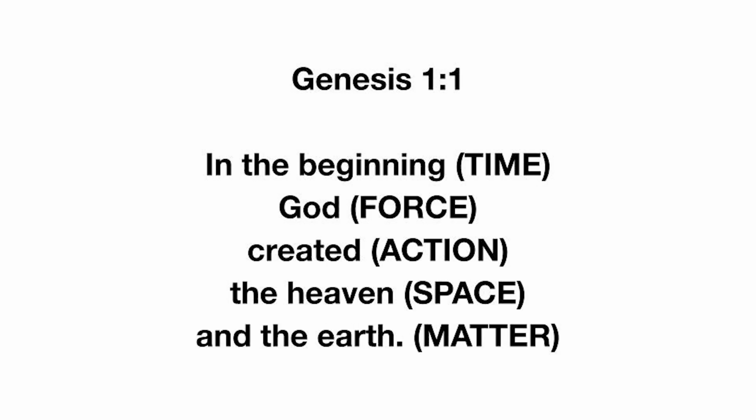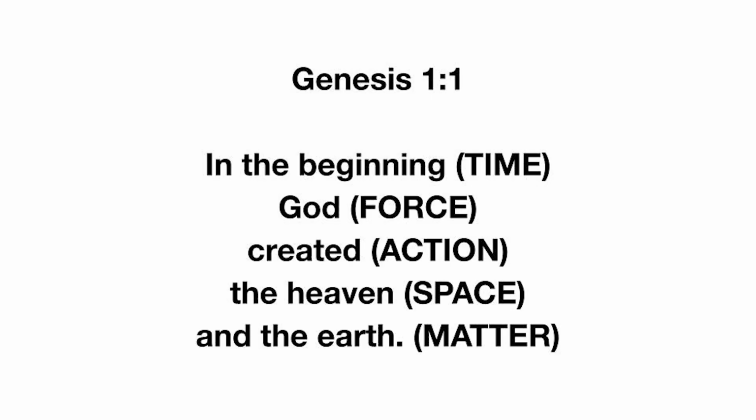So in the beginning, God created the heaven and the earth. So right there you got time, force, action, space, and matter. As articulated by an agnostic evolutionist in the 1800s. And yet there we go, we have it in the very first verse of Scripture. Pretty powerful stuff. So, is there a lot more to verse 1? Probably. But these are the main things that I know of verse 1 right now.